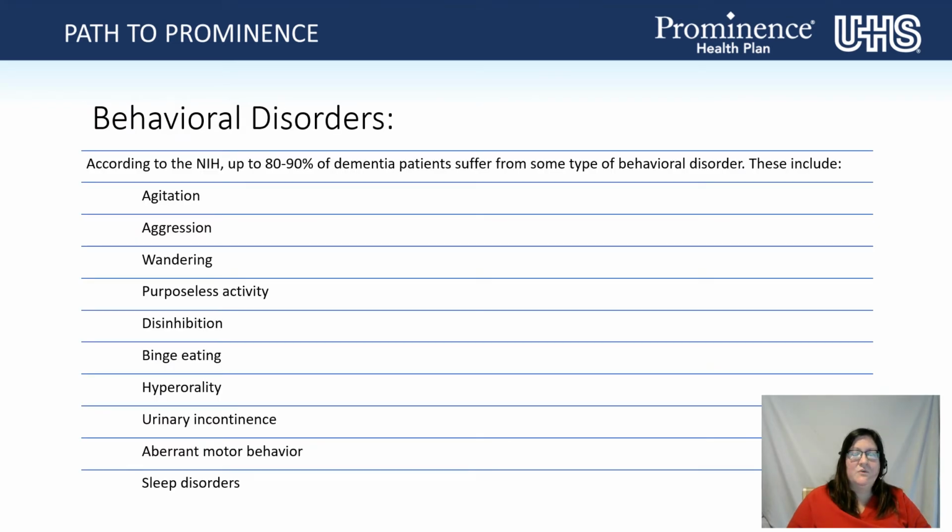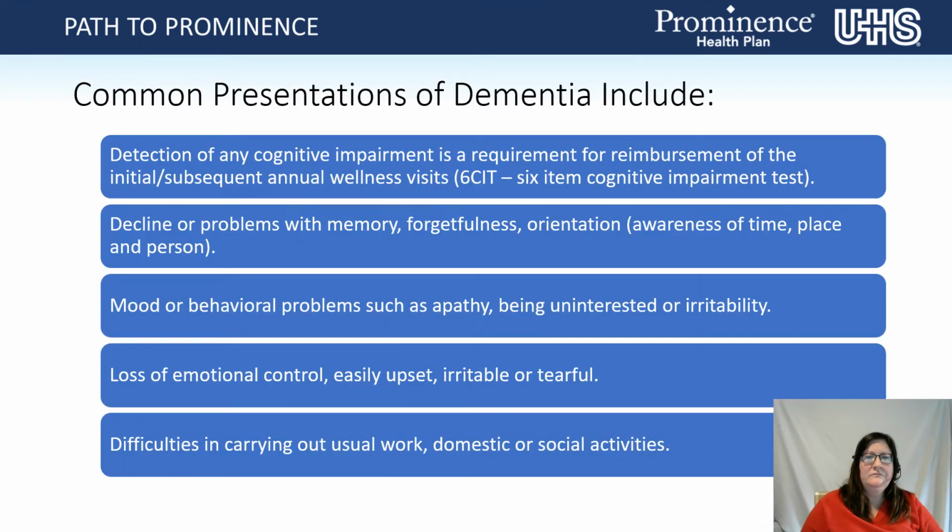Regarding behavioral disorders or disturbances, according to the NIH, up to 80 to 90% of dementia patients suffer from some type of behavioral disorder. Here's a list below that's not all-inclusive, but things such as agitation, aggression, wandering, purposeless activity, binge eating, urinary incontinence, sleep disorders, and so on.